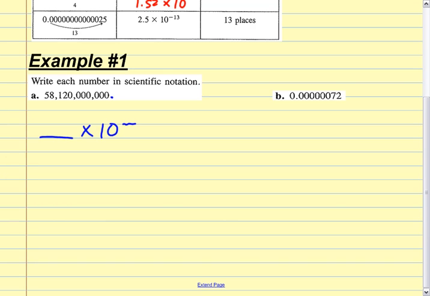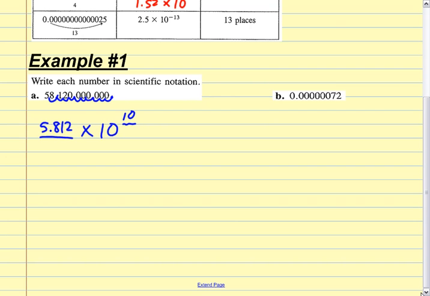All right, count as I move them. 1, 2, 3, 4, 5, 6, 7, 8, 9. Can I stop there? No, because that's 58. 10. Is that all right? Yes. So it's 5.812. How many places did we move it? 10. Do I need to multiply this by a big number? Should this be a positive exponent or a negative? It should be a positive exponent. Okay? Nice. Perfect.